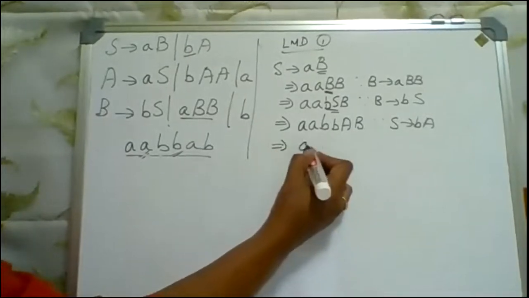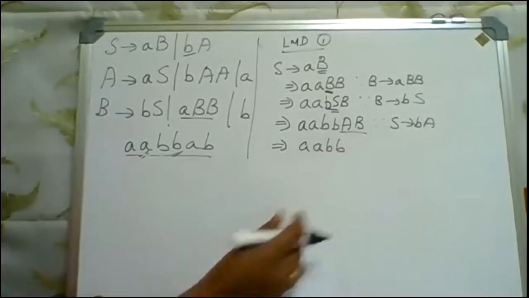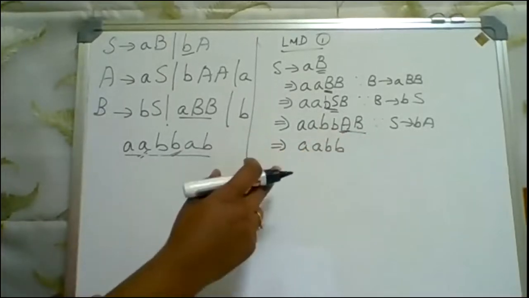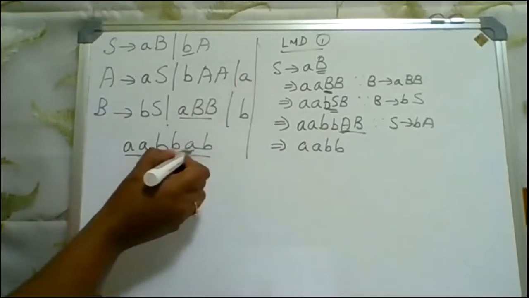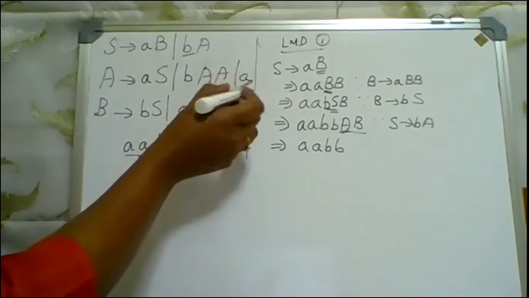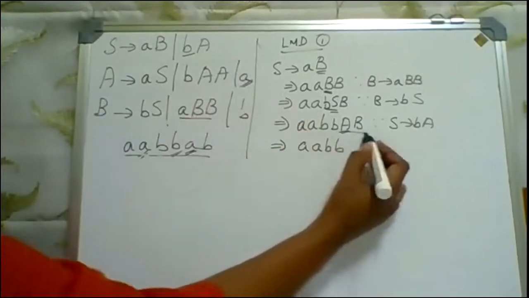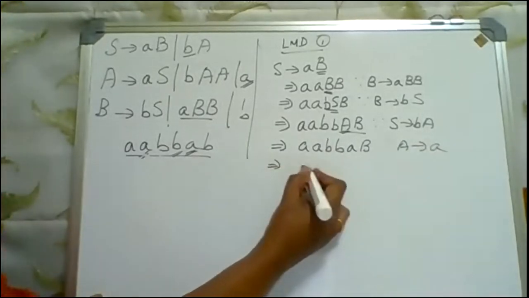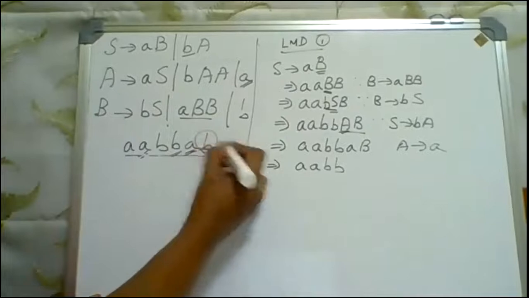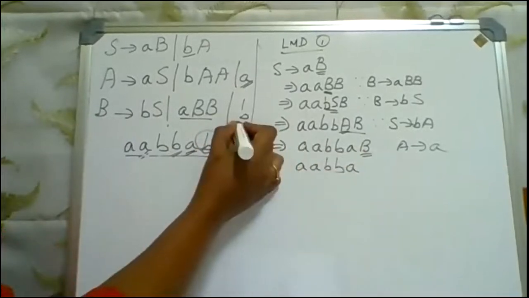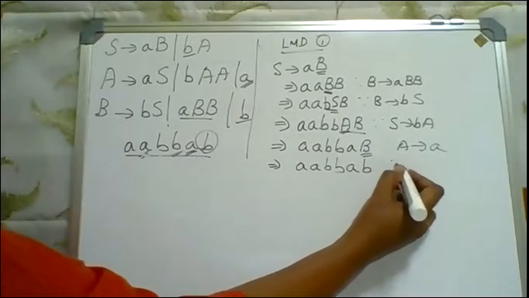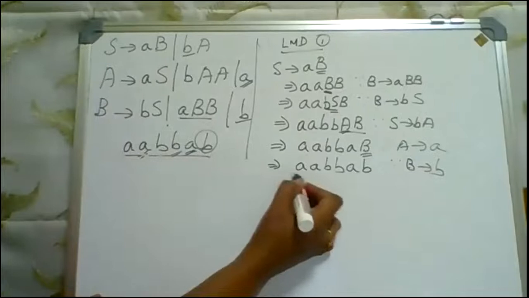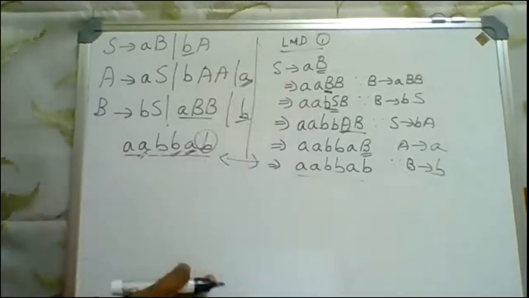Next, in the next step, here we have two variables, A and B. The leftmost variable is A, so we should replace this A. We need to get the next symbol as A, so we replace the variable A with the production A. And finally, to obtain this B, we replace the variable B with the production B. So we got the string AABBAB by applying LMD.